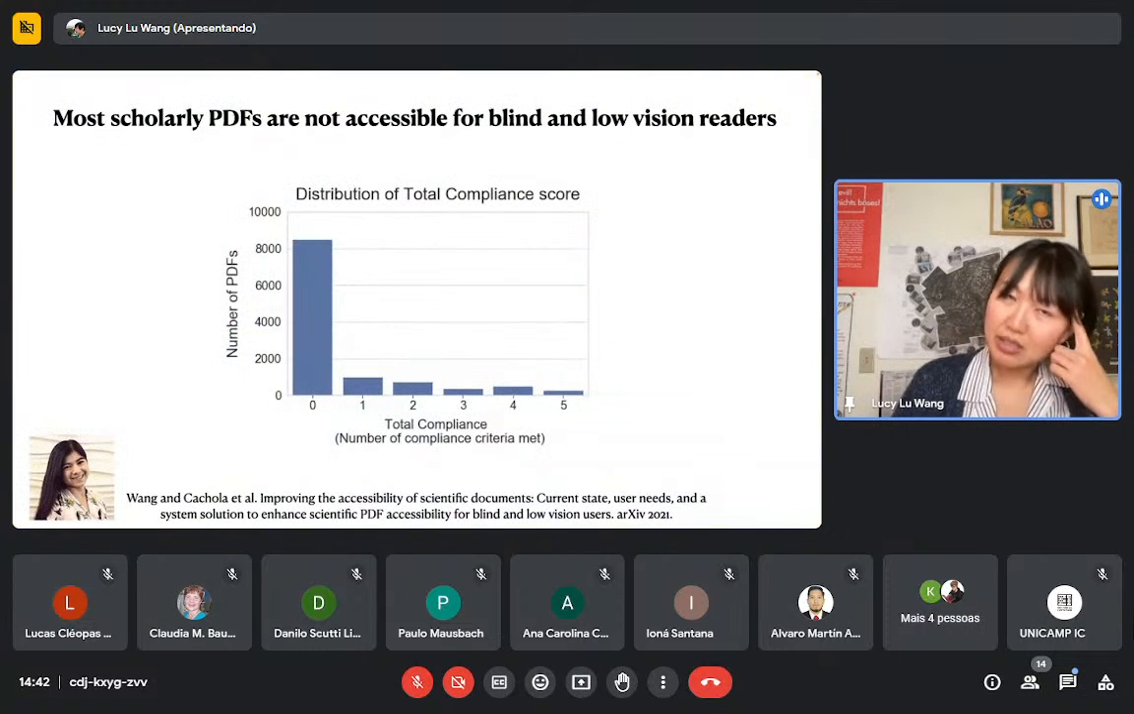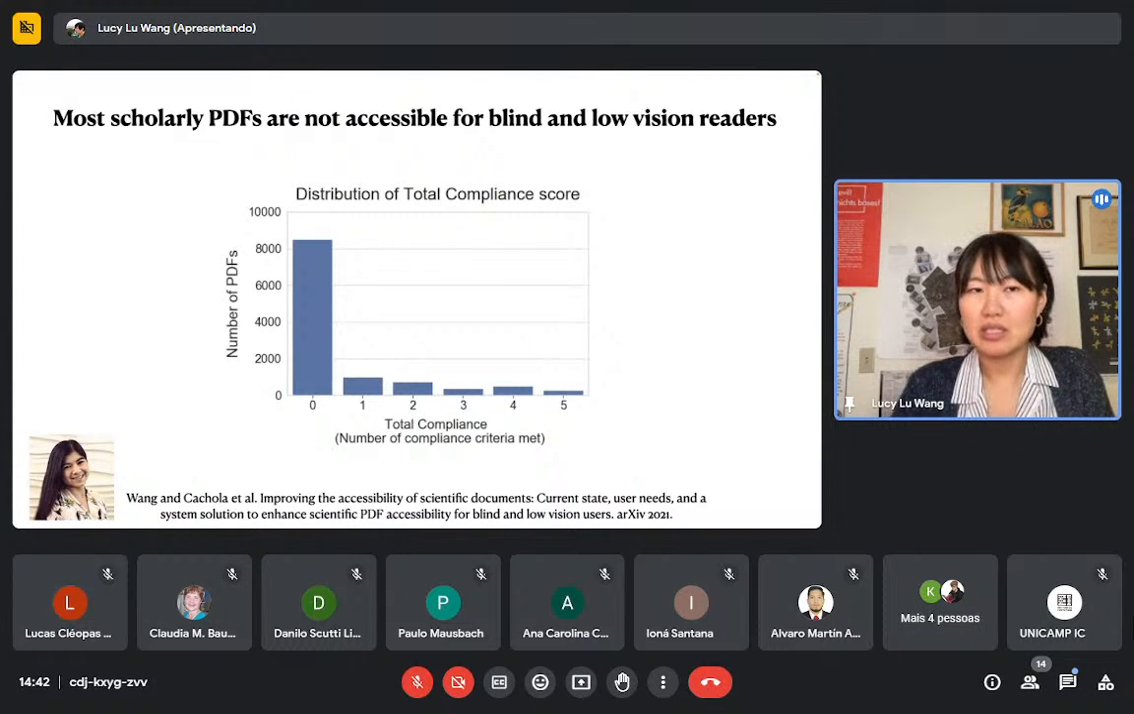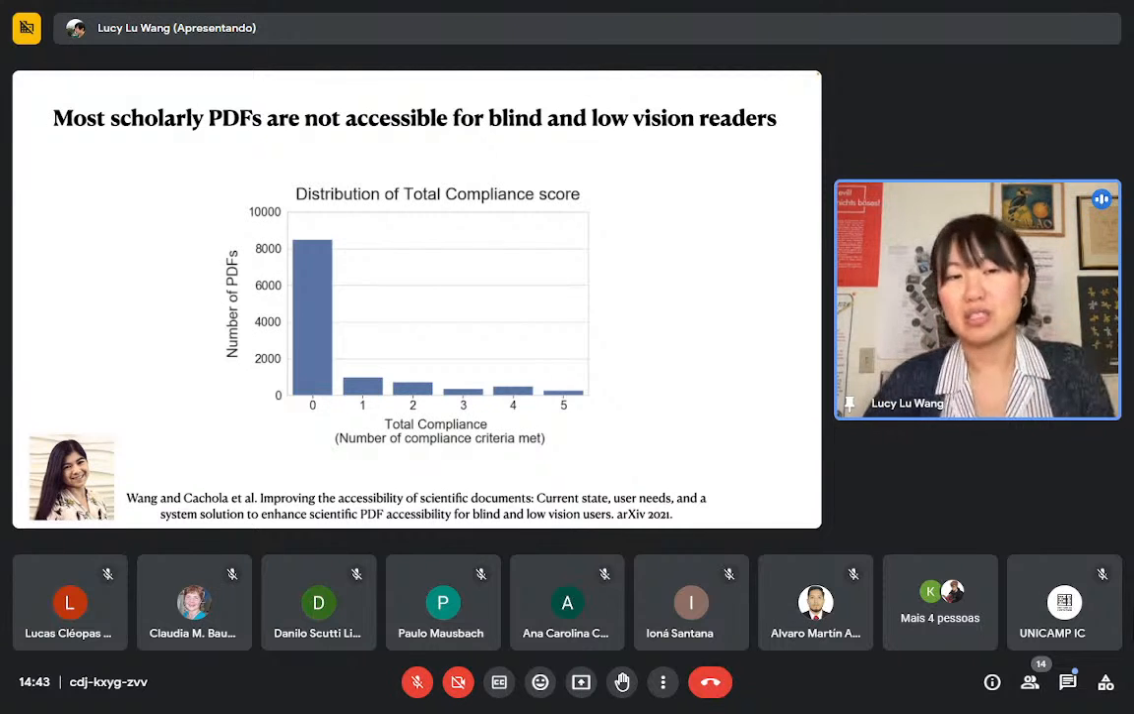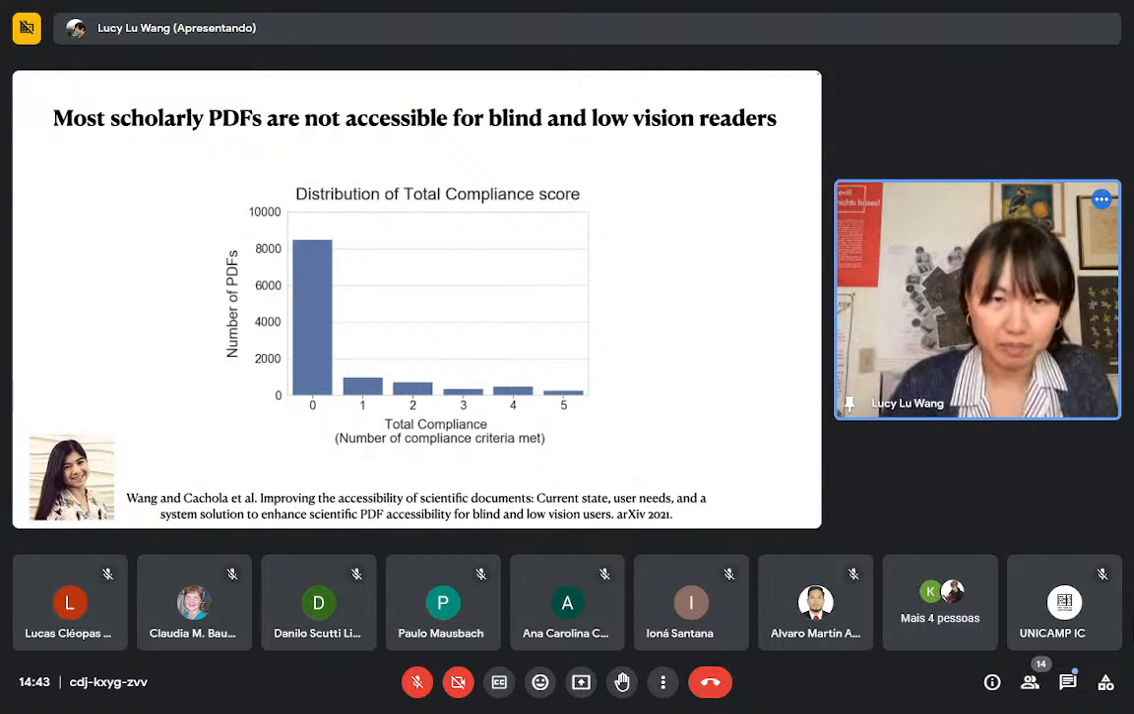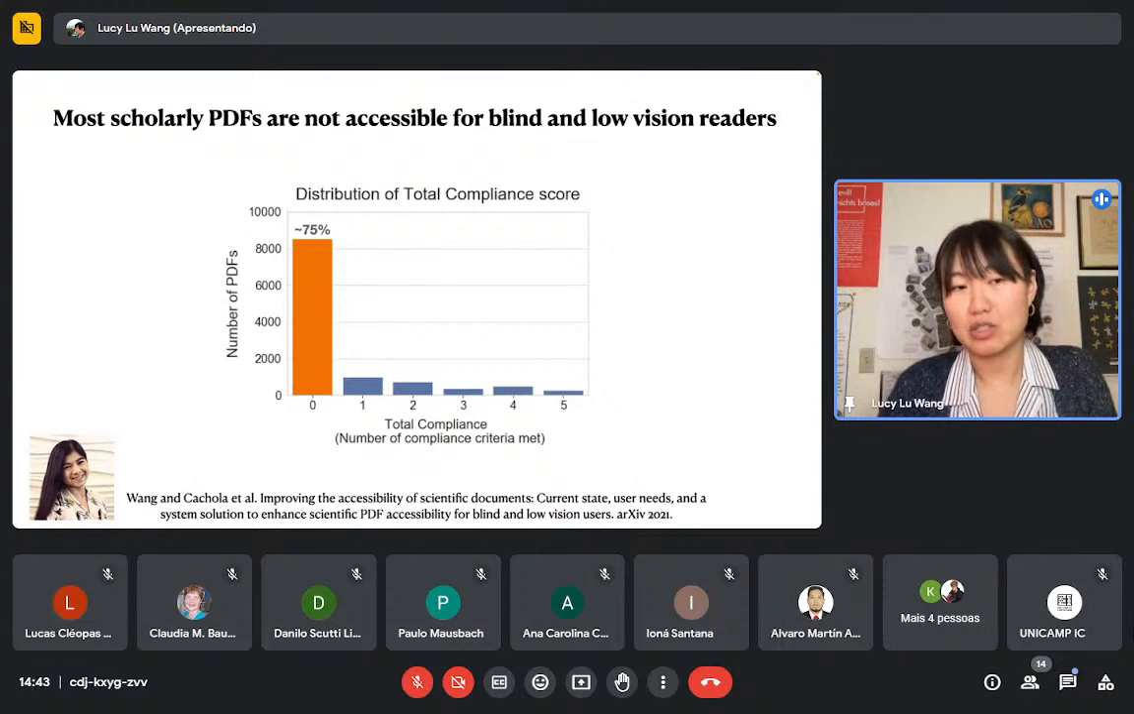So for some background, in 2021, I co-led a study with Isabel Cachola, who's now a PhD student at Johns Hopkins Computer Science, where we investigated the accessibility of scholarly documents. And in that work, we found that most scholarly PDFs are not accessible for blind and low vision readers or users who are reading these papers with screen readers or other assistive reading technologies. So essentially in an eyes-free setting. We reviewed over 10,000 scholarly PDFs from different fields, and we found that 75% of them, approximately, did not meet any of the 5 accessibility compliance criteria that we assessed. So quite poor situation.